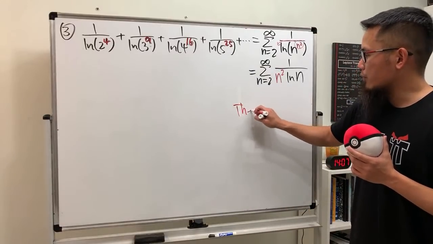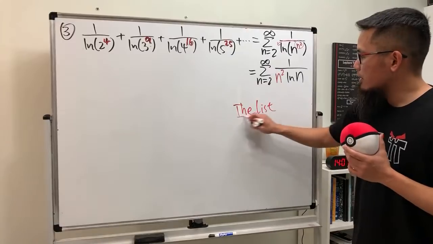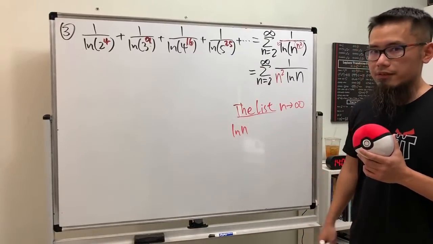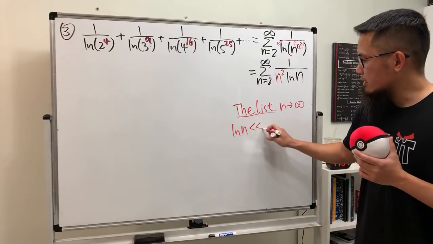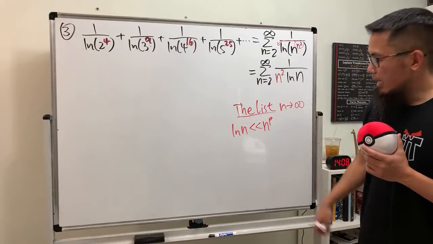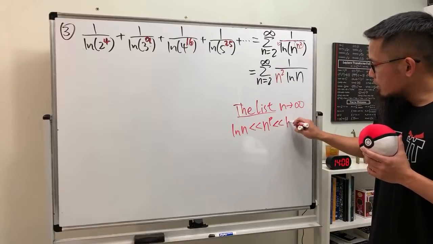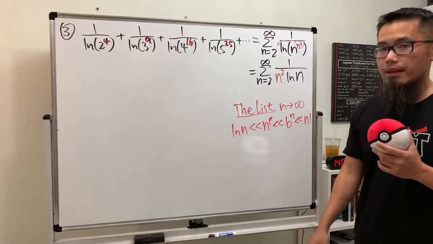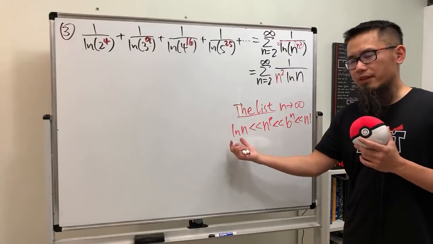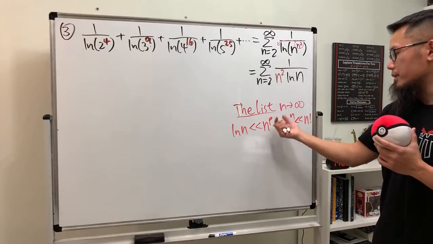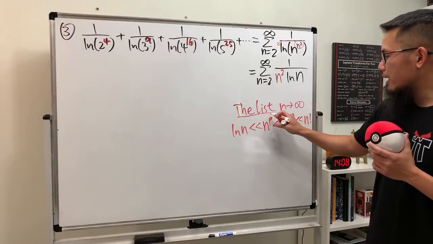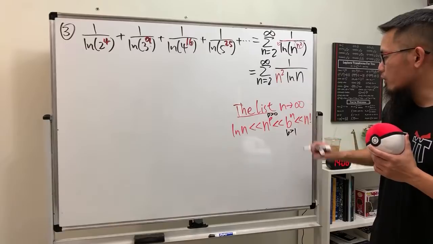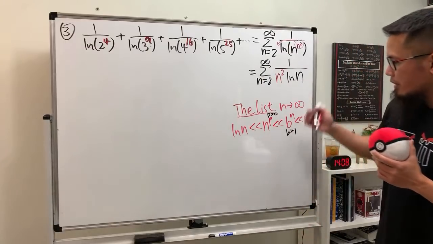So let me just write it down for you guys. The list says as n goes to infinity, ln n is the smallest infinity that you will get, and the next is n to the p power, and the next is b to the nth power, and the next is n factorial. So this right here is the smallest infinity, and this right here is going to be bigger. And by the way, p has to be greater than 0, and b should be greater than 1.